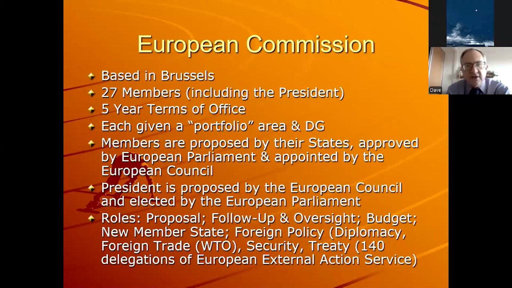The European Commission is supranational. Why? Well, I'll tell you in just a moment. It's based in Brussels. It was always based in Brussels, going all the way back to 1952. Today, it has 27 members because there are 27 member states of the European Union. And that includes one person called the president of the Commission. And these people altogether are called commissioners, the commissioners.